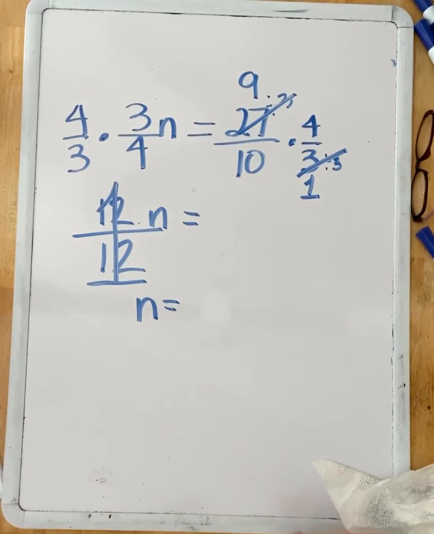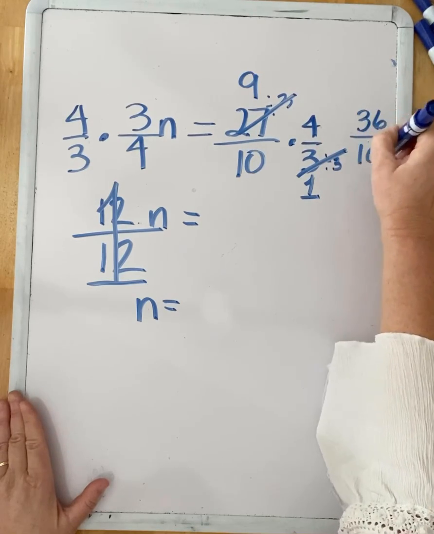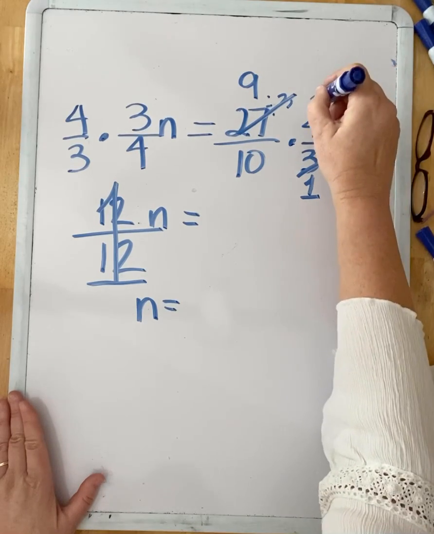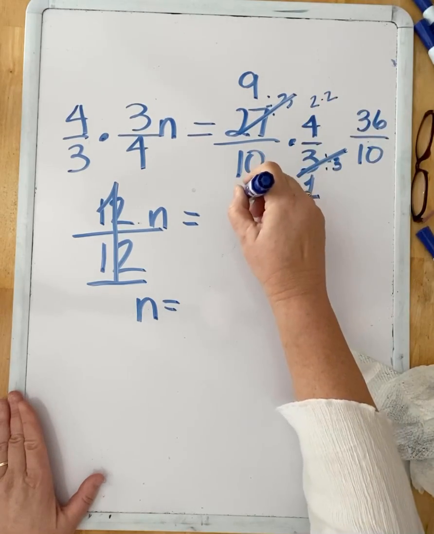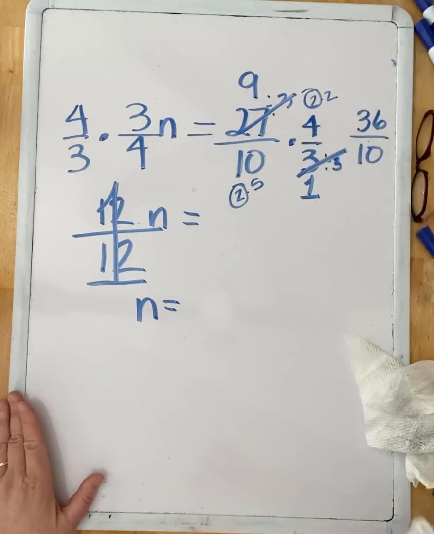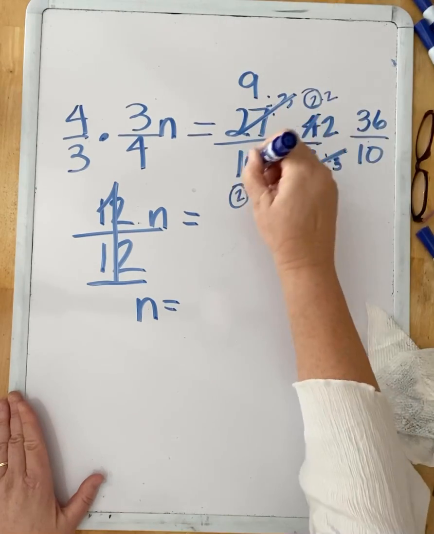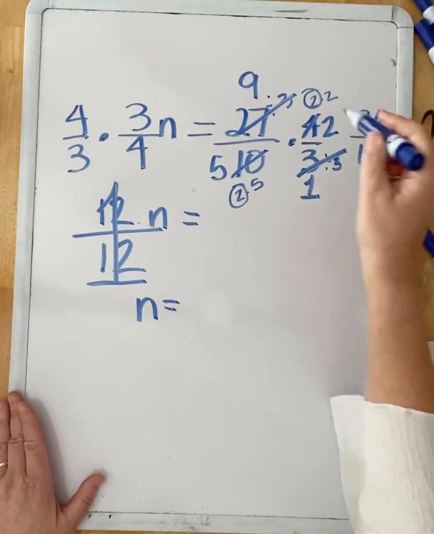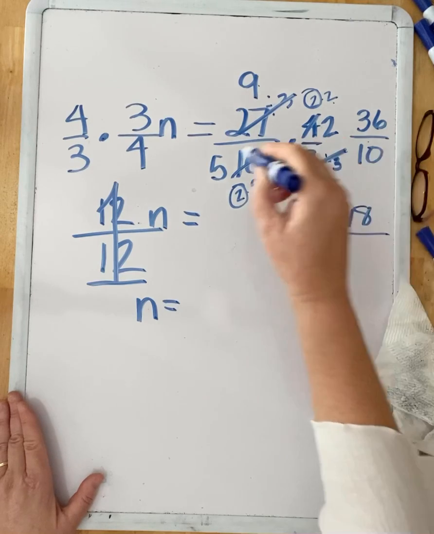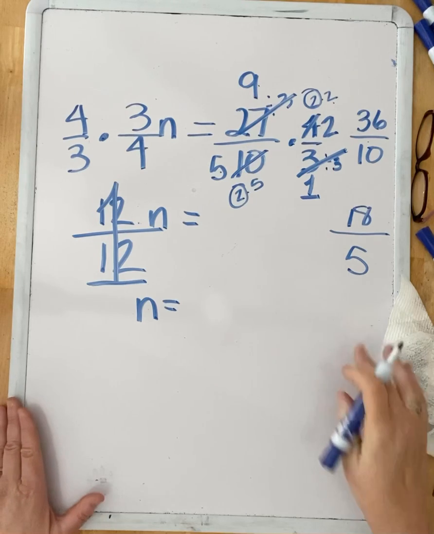I can leave it like that and go ahead and do 36/10, or I can take 4, the factors of 4 are 2 times 2. 2 times 5 is a factor of 10, so 2 is a factor. So I can divide 4 divided by 2 is 2. 10 divided by 2 is 5. Now I can multiply 9 times 2 and get 18, and 5 times 1 and get 5. Either one is acceptable.